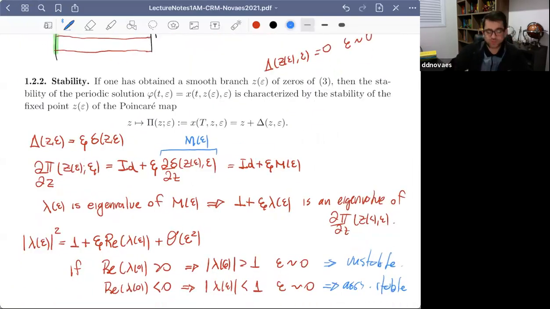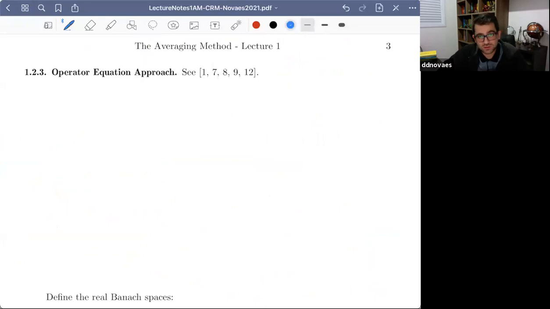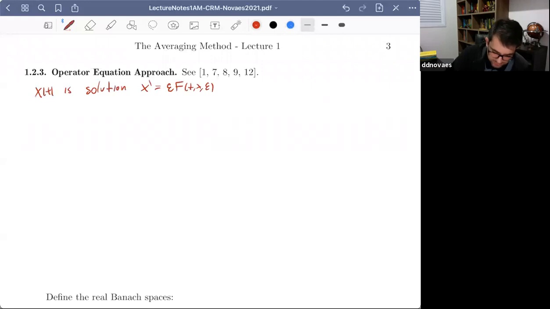There's another approach, which is more suitable for contexts with less regularity: the operator equation approach. I have some references where it's used and developed. The basic idea is to use the integral characterization of solutions of differential equations. So if x(t) is a solution of x' = epsilon f(t, x, epsilon).